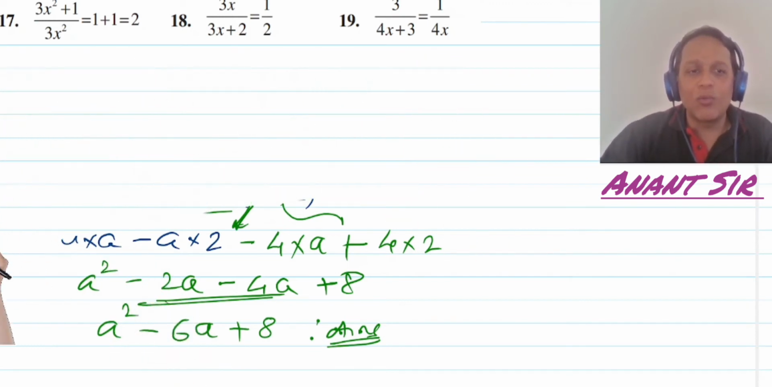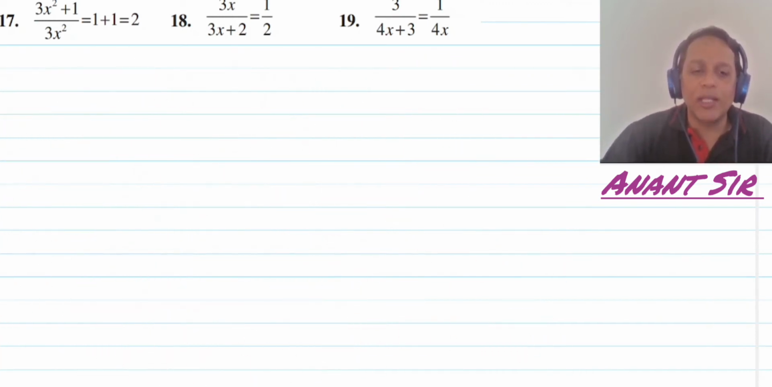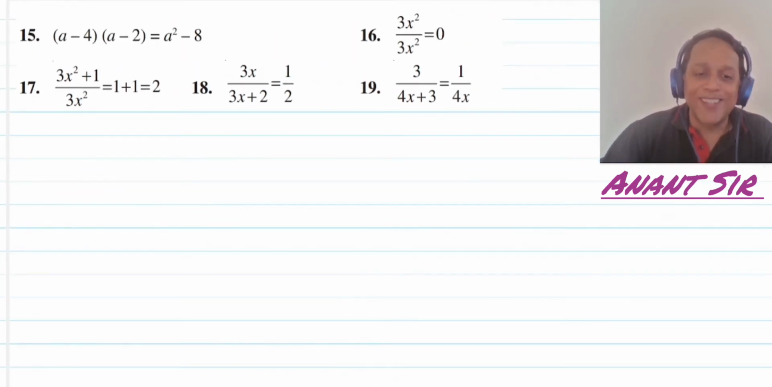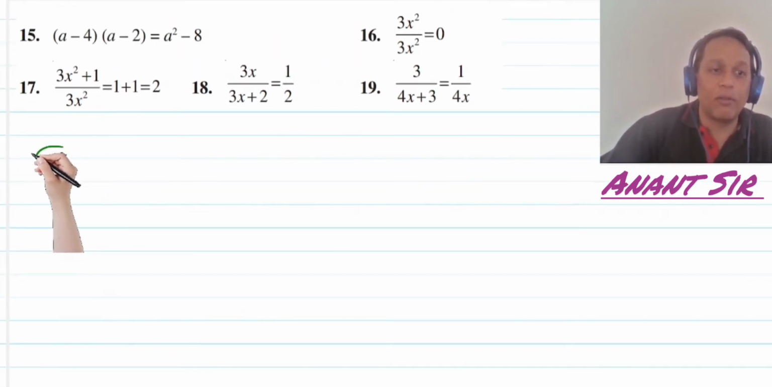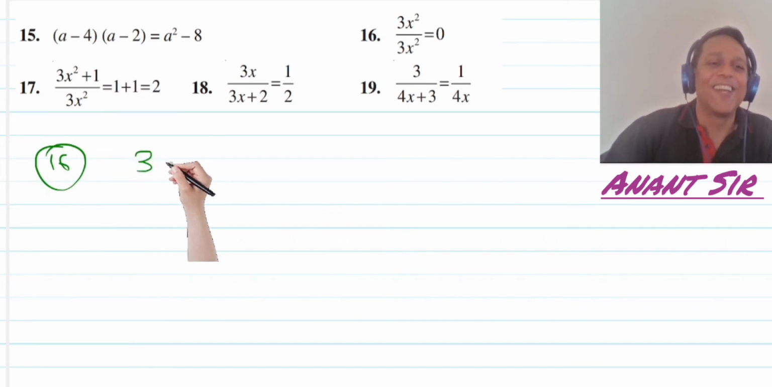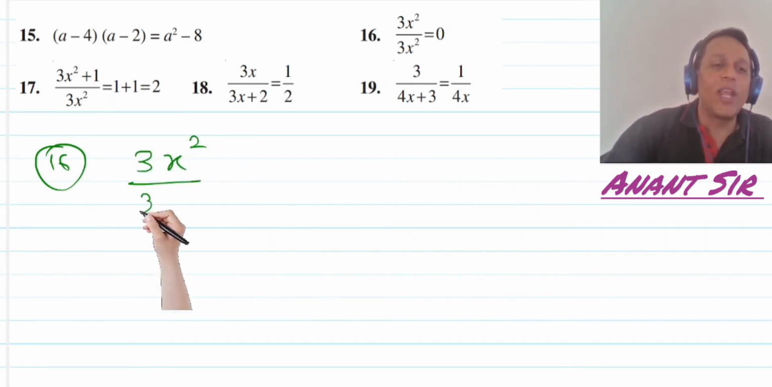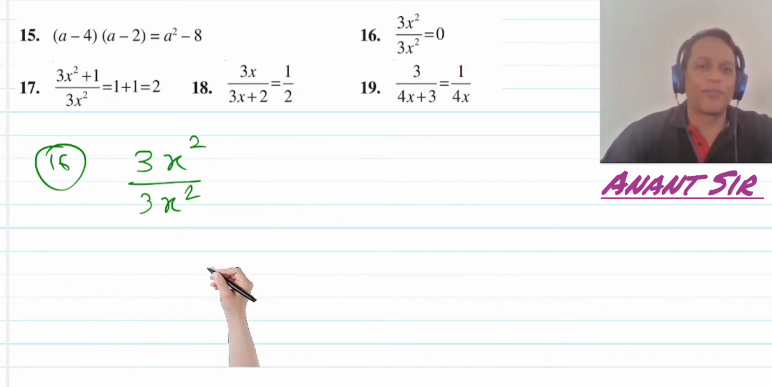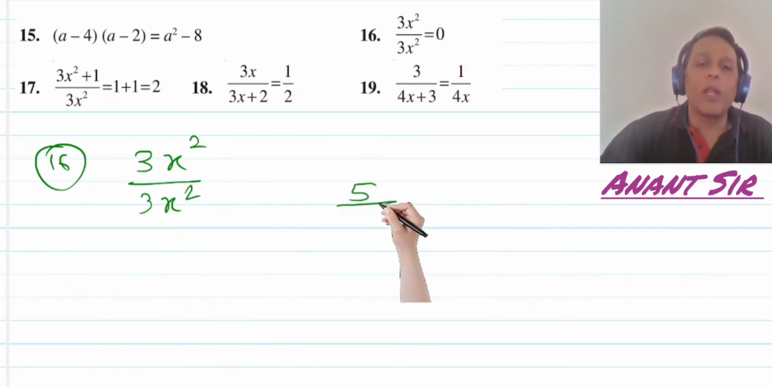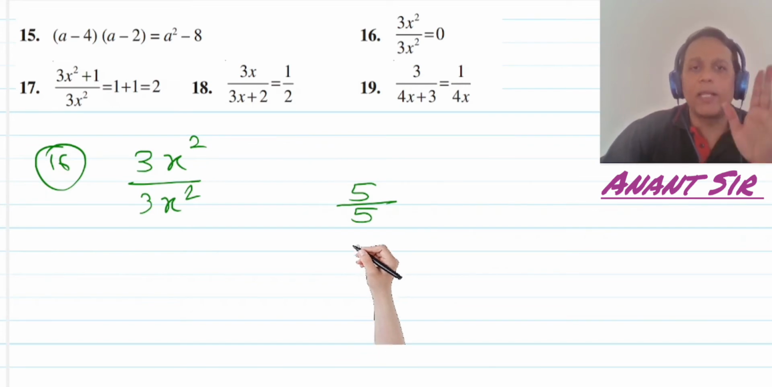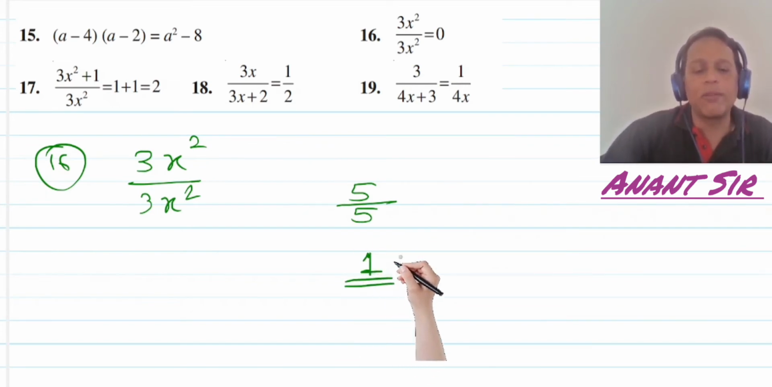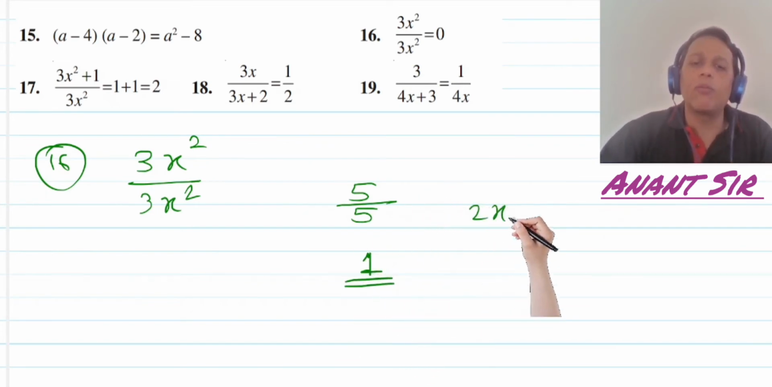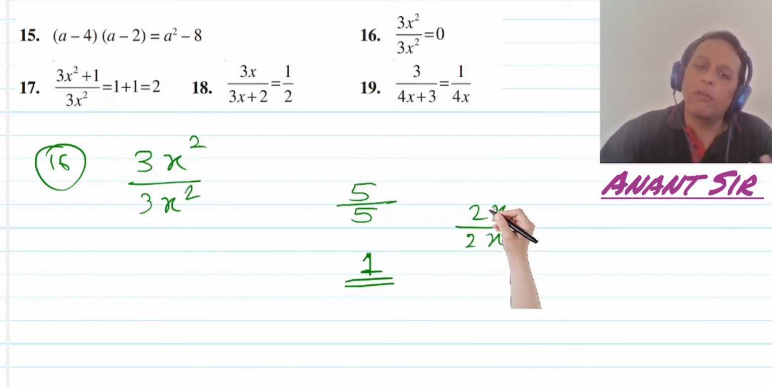So now let's move on to solve question number 16. Oh, looks like a difficult question. Okay, so how can we solve this? 3x square by 3x square? Many students will do it. Yes, sir, it's 0. But see, can you tell me what is 5 by 5? Now I think everyone will tell me the correct answer, sir, it's 1. So if 5 by 5 is 1, then what will be 2x by 2x? It will also be 1, right?